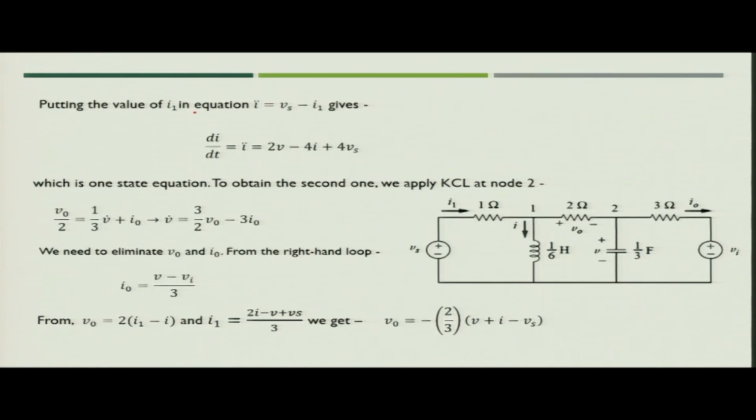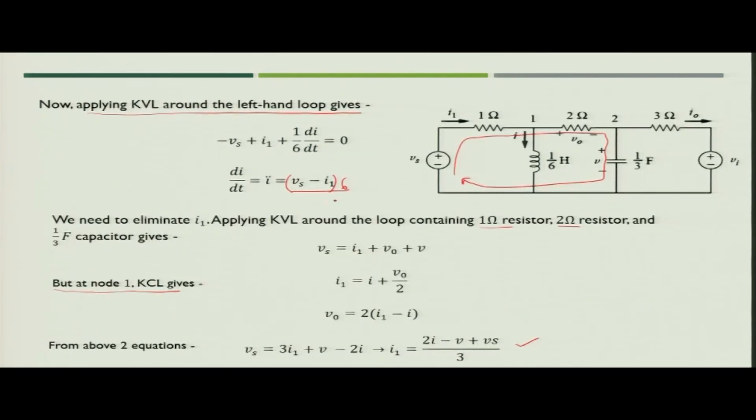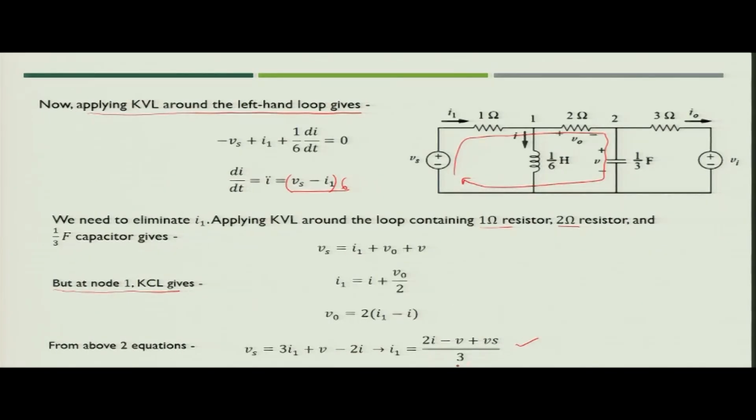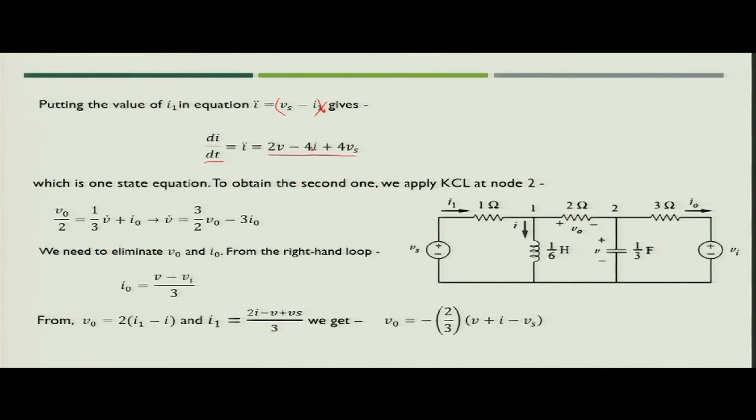Now, putting the value of I1 in this equation, that is I dot is equal to Vs minus I1 into 6. So, when you simplify di by dt, that is I dot, you get 2V plus 4I minus 4I plus 4Vs. So, when you put this value here and simplify, you get 2V minus 4I plus 4Vs. So, now you got one equation.